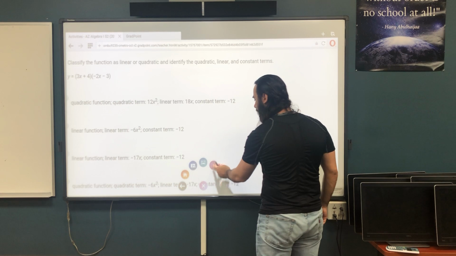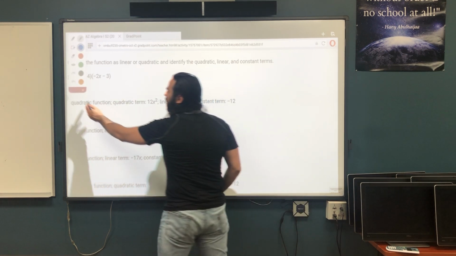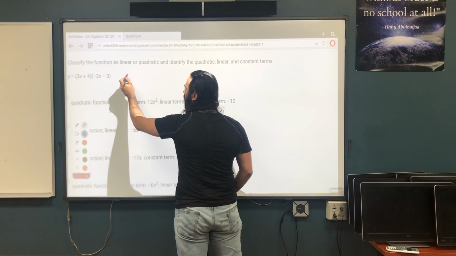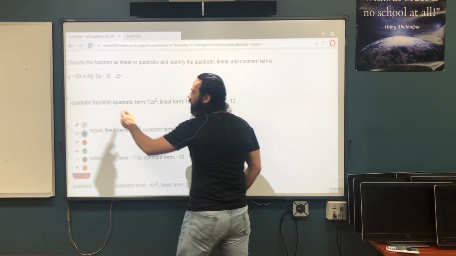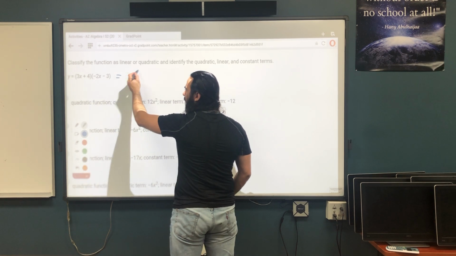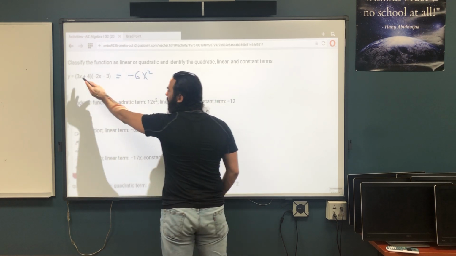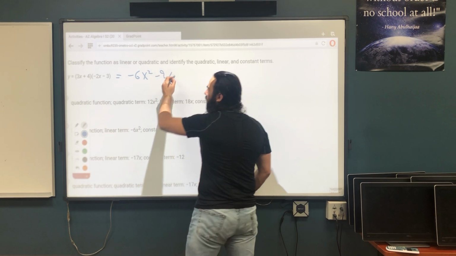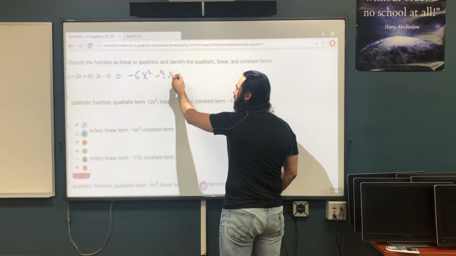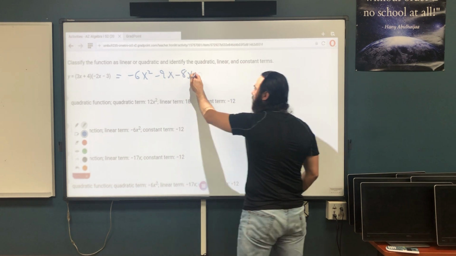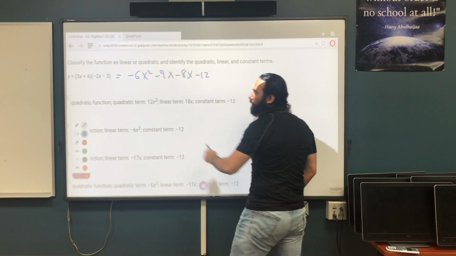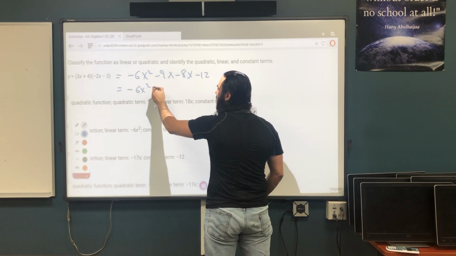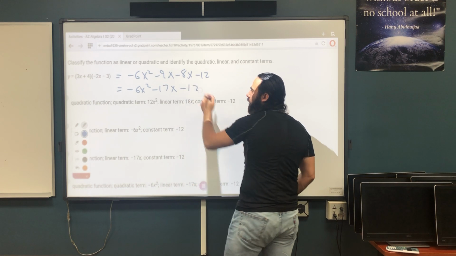So if we come here, it's going to be the same thing as 3x times -2x is -6x squared. 3x times -3 is going to be -9x. 4 times -2x is -8x. And 4 times -3 is -12. So after we simplify, it's going to be -6x squared minus 17x minus 12.